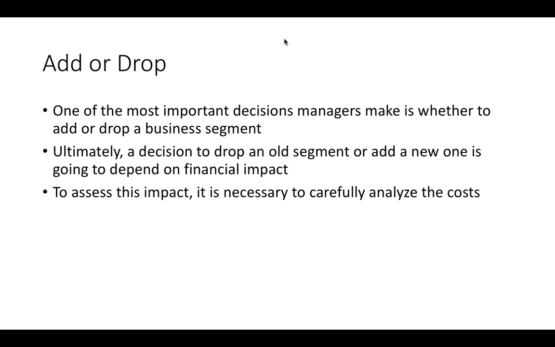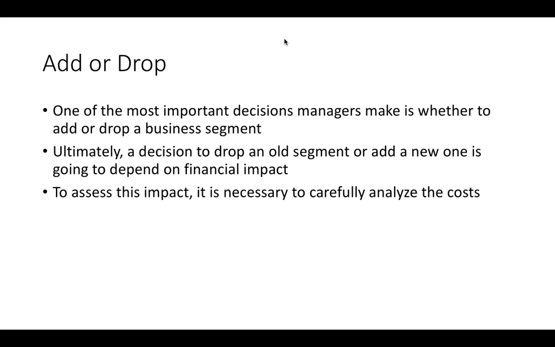Examples of relevant information are sales revenue, direct costs, variable overhead, and direct fixed overhead. Such a decision must not be based on irrelevant information such as allocated fixed overhead, because allocated fixed overhead will not be eliminated if the product line or department is dropped.